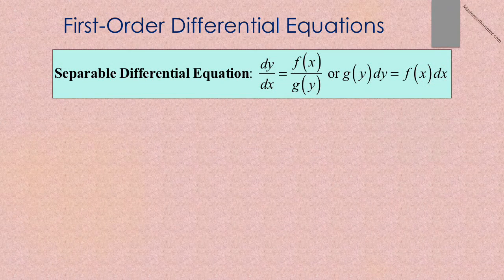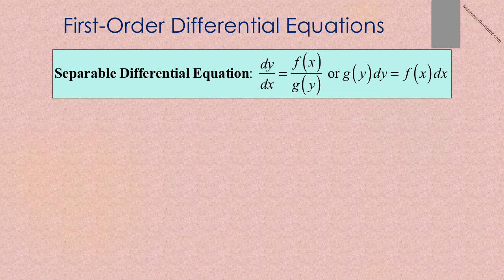In AB and BC calculus, in order to solve differential equations, they had to be separable. That is, they had to be in the form of dy dx is equal to f of x over g of y, or g of y dy equals f of x dx. All the y's on one side, all the x's on the other. If the differential equation could not be put in that form, we could not solve it exactly. If we had an initial condition, we could approximate a solution using a slope field or Euler's method.